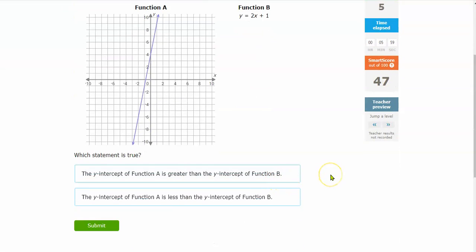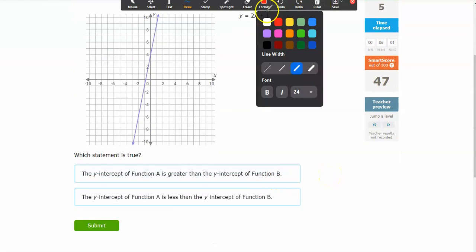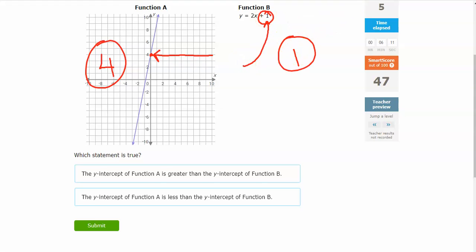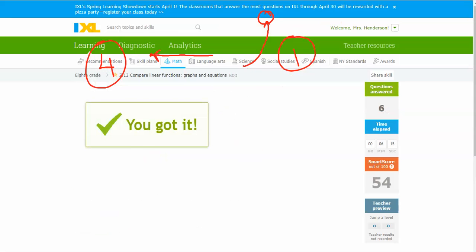All right, let's do another y-intercept question. Looks like the y-intercept for this function is 4. And the y-intercept for this function is 1. And 4 is greater than 1. 4 is greater than 1.